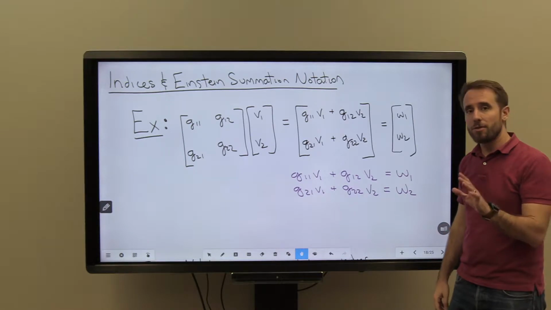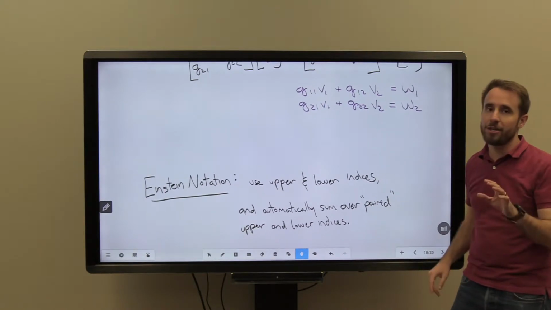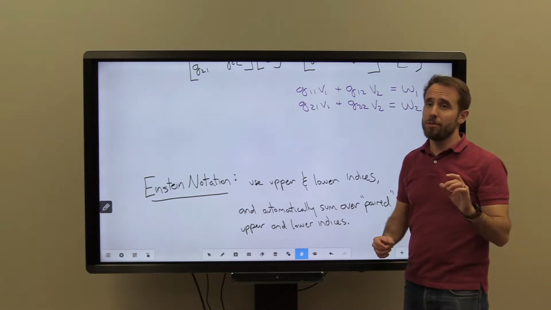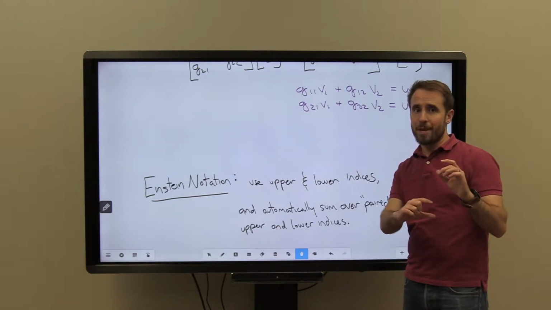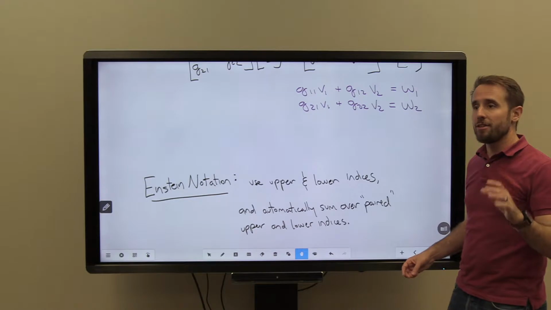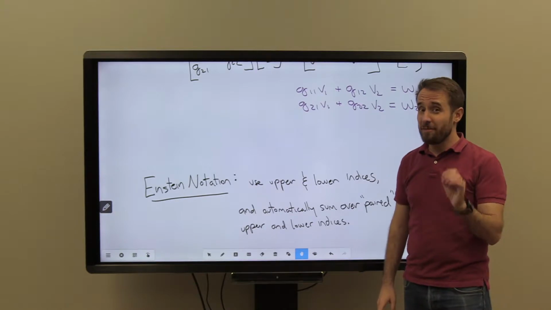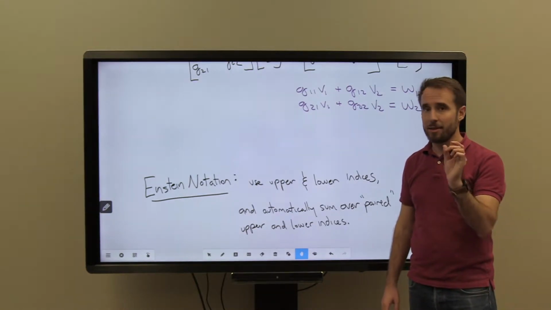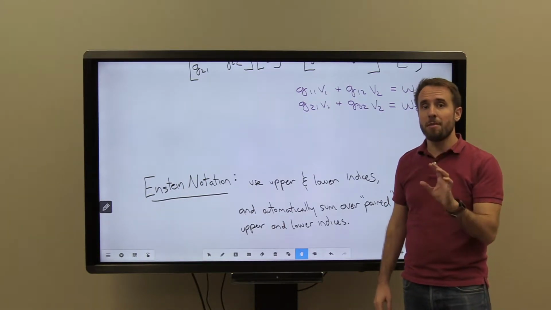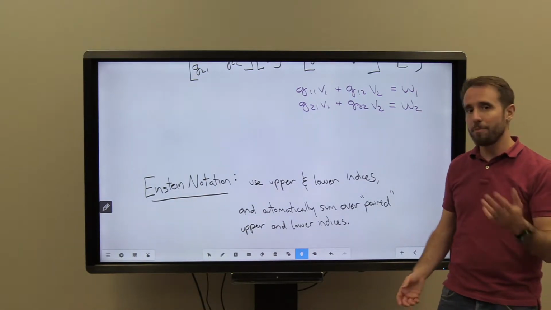But now let's take a look at this so-called Einstein summation notation, and that's as follows. Einstein notation, in short, is a clever way to use indices, and in particular use both lower indices like subscripts and upper indices like superscripts in the same formula. So we take advantage of both upper and lower indices. And then the Einstein summation convention is that anytime we use the same letter as a superscript and a subscript, we will sum over that index. So we will sum over all paired upper and lower indices.